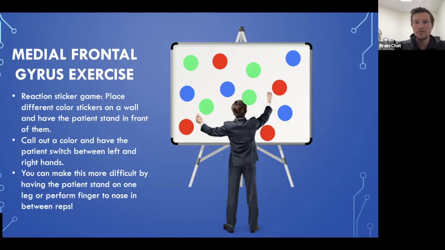You can make this more difficult by having them do a finger to nose movement, which is more of a cerebellar movement. You can have them stand on one leg, or stand on a balance board. You could put music in one ear. There are so many ways to change it up. And again, that's what we talk about in our course.